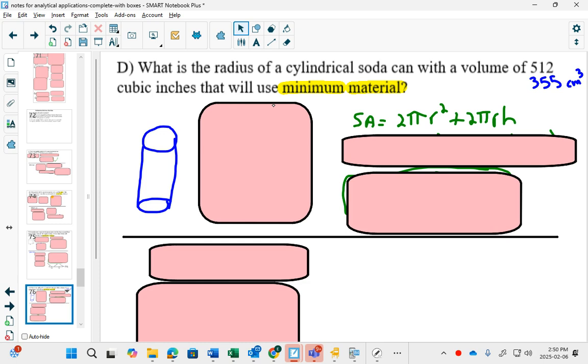This rectangle that you pull off, can you see that the height of the rectangle is the height of the cylinder? And the length of the rectangle is all the way around that circle, which is your circumference. In your formula here, 2 pi r, there's your circumference, times your height. That's this rectangle. So add the 2 circles and add this rectangle, and you have your surface area.